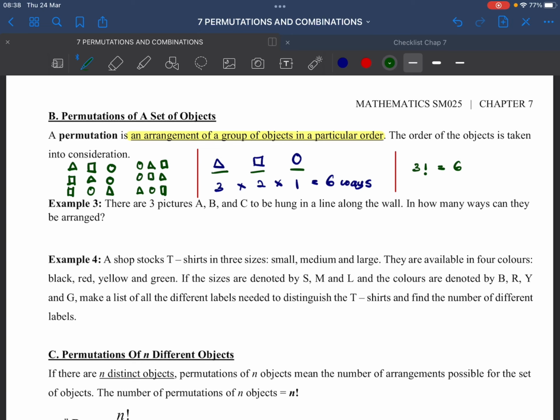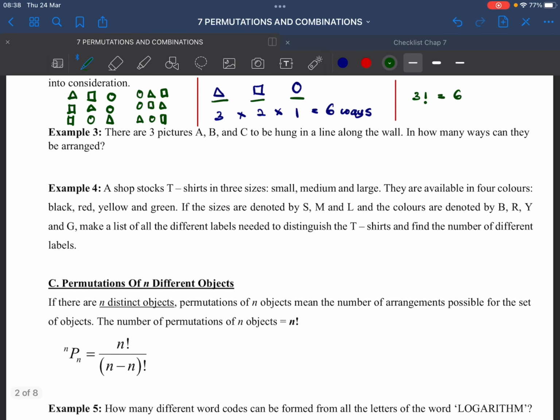Okay, so let's see example 3. There are 3 pictures A, B, C to be hung in a line along the wall. In how many ways can they be arranged? So the same thing as the shapes dekat sini. Kita ada 3 pictures A, B, C. Kita ada 3 darab 2 darab 1 and it's gonna be 6 ways, ataupun sama juga dengan 3 factorial is equals to 6. So kalau kamu ada 3 pictures ataupun 3 shapes ataupun 3 objects, is just going to be 3 factorial. N object, you are going to get n factorial.